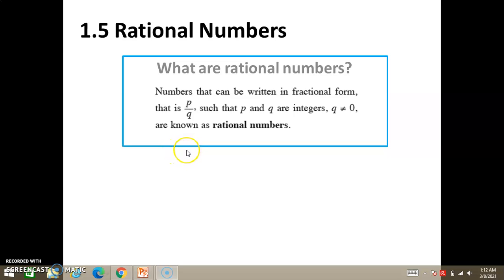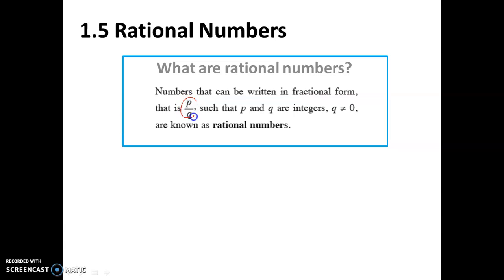1.5 Rational numbers. What are rational numbers? Numbers that can be written in fractional form, that is p over q, where p and q are integers and q is not equal to 0, are known as rational numbers. If you look here, this is a fraction. p refers to the numerator and q the denominator. So the value of the denominator is not equal to 0.